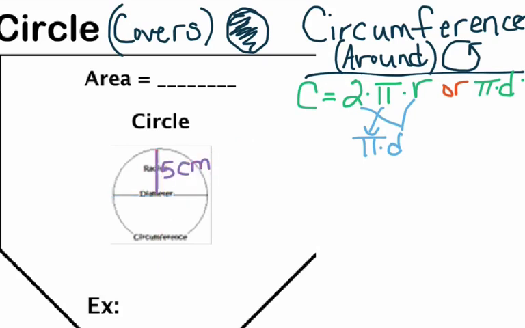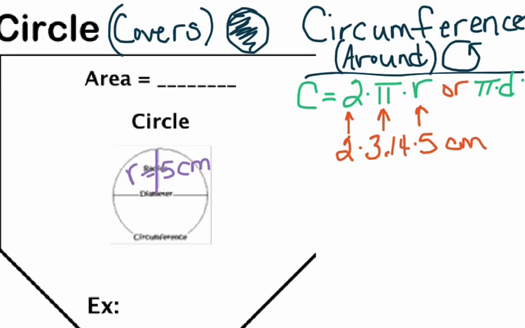For this example, I'm going to begin with the measure for the radius. So this means that r equals 5 centimeters. Since we're given the r, I'm going to use the formula that contains the r. When I substitute, the formula gives me a 2, so that means I always have to multiply by 2. And I'm going to use 3.14 for my pi. And I'm going to use the radius given in the circle of 5 centimeters.